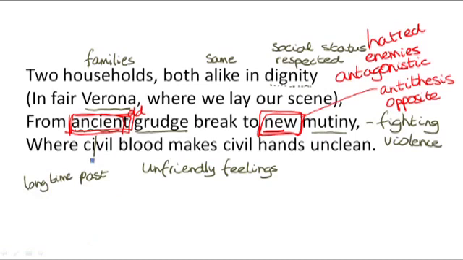Then in the next line, you should see the same word. Civil with blood and civil with hands. Let's look at the two lines. From ancient grudge, break to new mutiny, where civil blood makes civil hands unclean. And Shakespeare is playing with the word civil. So this is a pun.